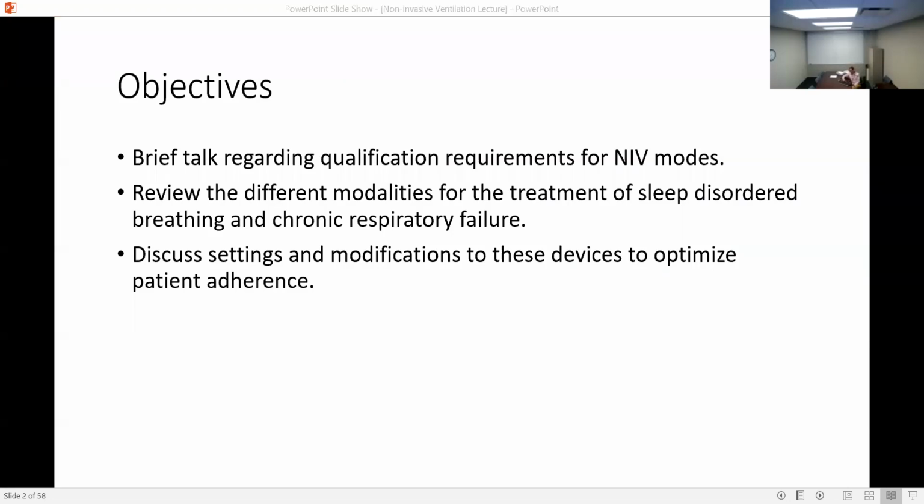So this is a talk I actually give our fellows just on what are the qualification requirements for non-invasive ventilation, and then what do these different modalities mean. And then I discuss a little bit about the knobology of home vents and bi-level machines and when to use them, when they're appropriate. Next slide.